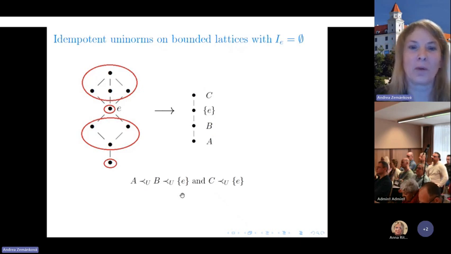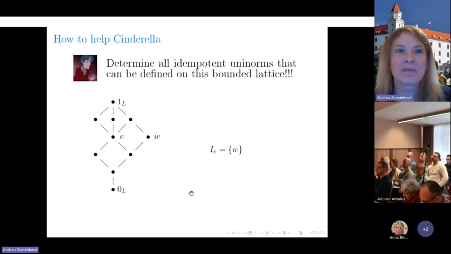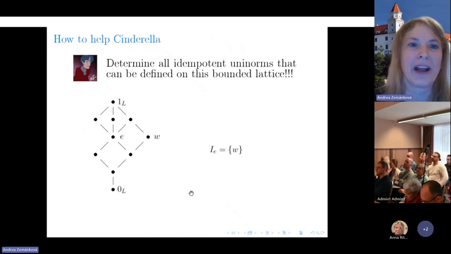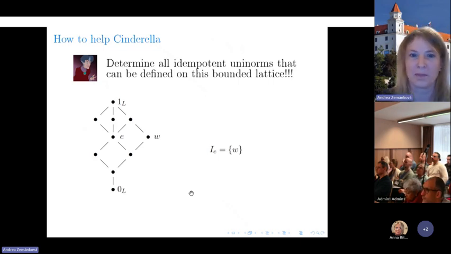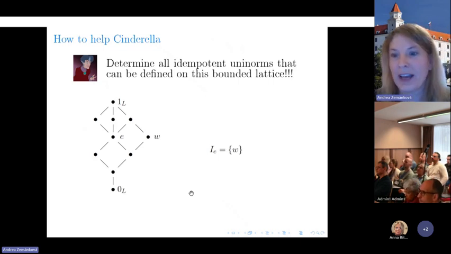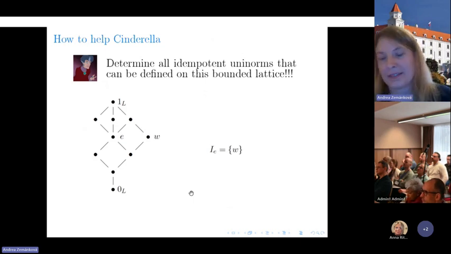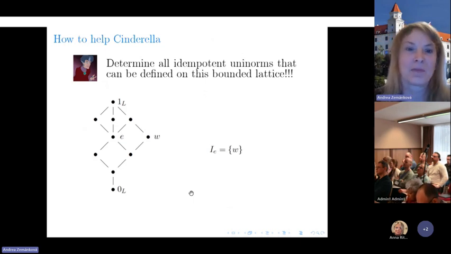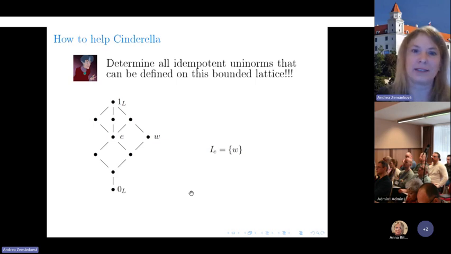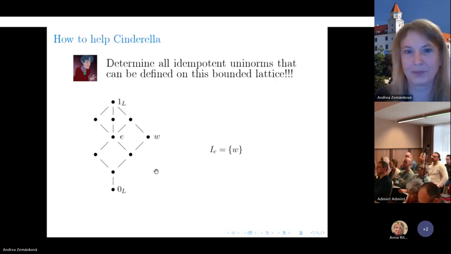Well, so Cinderella had a great time, and her evil stepmother was very angry that she was able to solve this problem. But in a short time, a new ball was announced, and Cinderella wanted to go there again. But this time, her stepmother selected an even harder problem. So she selected the lattice where there was exactly 1 point incomparable with the neutral element.